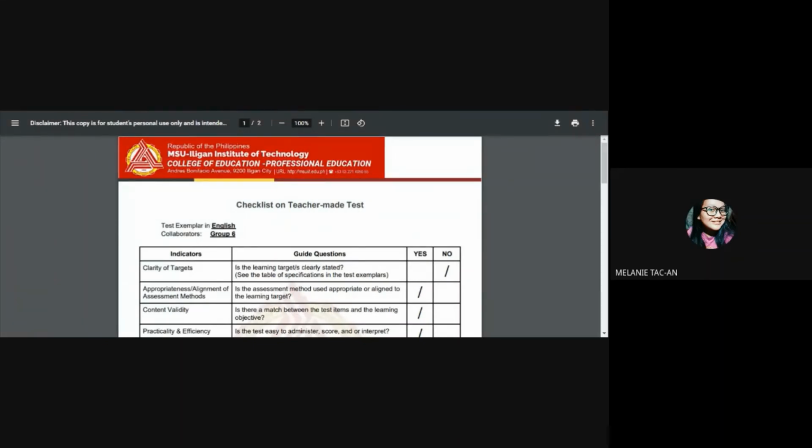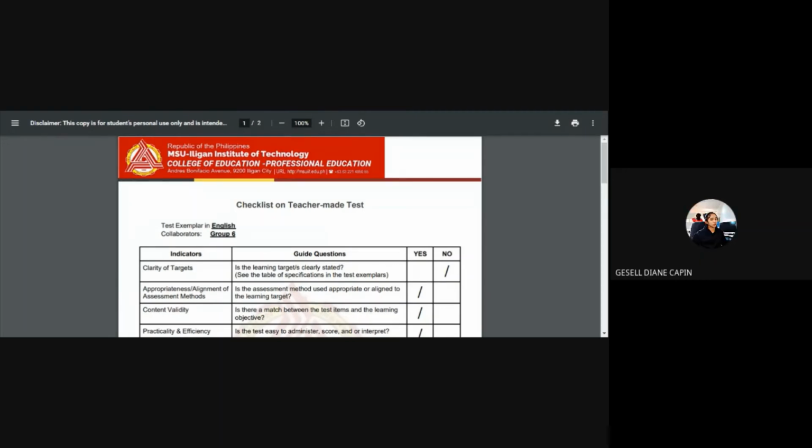So this is our checklist, and we are the group six. This is our checklist after critiquing the test exemplar in the English subject. So, Ma'am Giselle will be the one to read the indicators and the answer of the group. Ma'am Giselle. Thank you, Ma'am Mel.